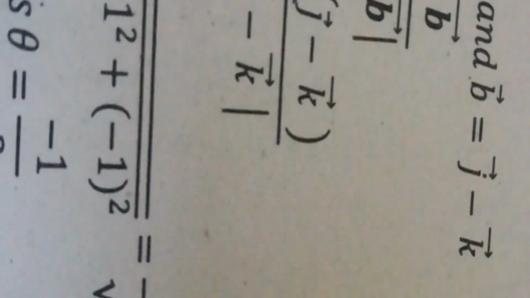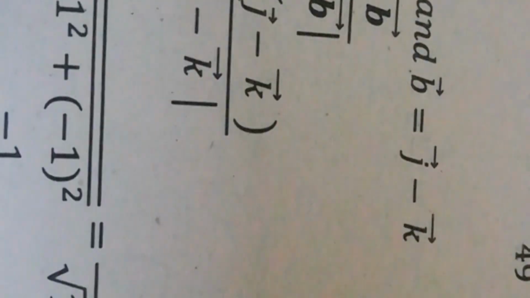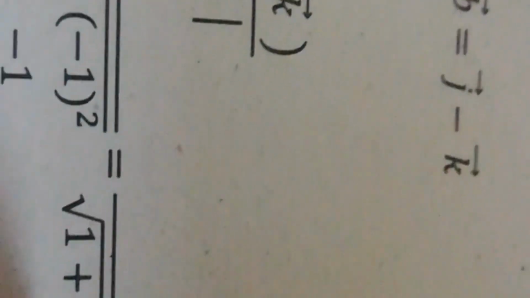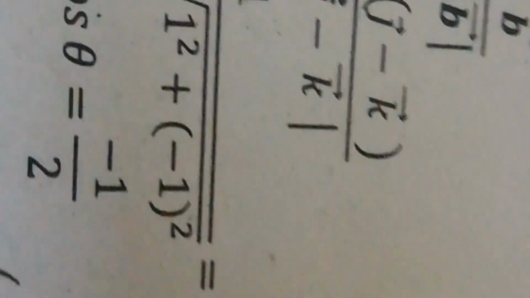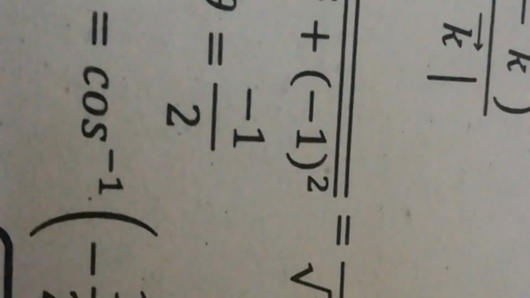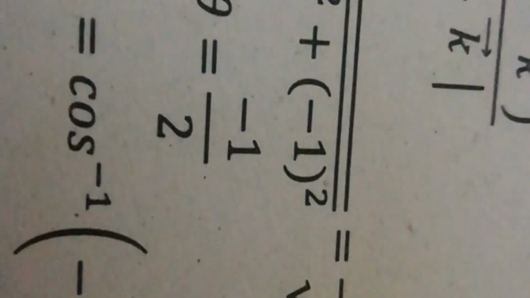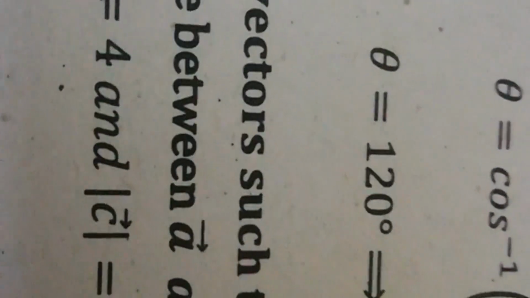We can find the modulus: root of 1 square plus minus 1 square, that is root 2 into root 2. So we get minus 1 by root 2. So theta is equal to cos inverse of minus 1 by root 2. When you get the cos value as minus 1 by root 2, that is 120 degrees. That is, theta is equal to 2 pi by 3.